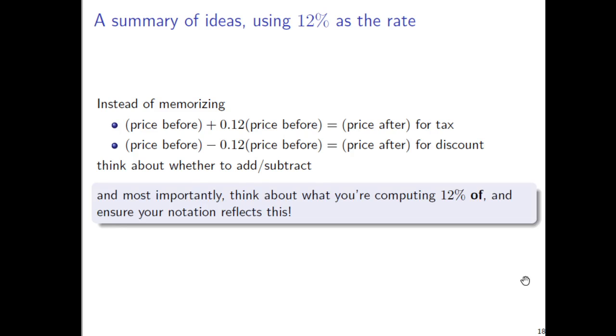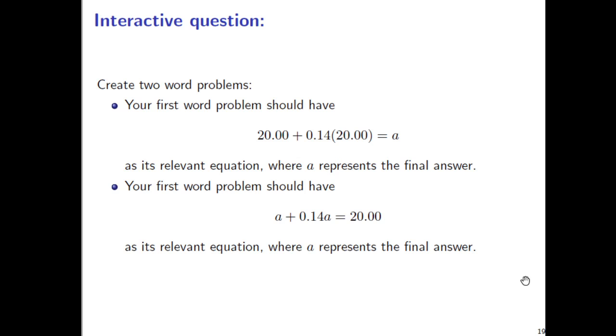Okay, and most importantly, think about what you're computing 12% of, right? That's the key thing. It's often an error that's made that you need to compute, say, 12% of the price before instead of computing 12% of the price after. Just because it's a known number doesn't mean you compute the percentage using that. So make sure your notation properly reflects what you need to compute 12% of.